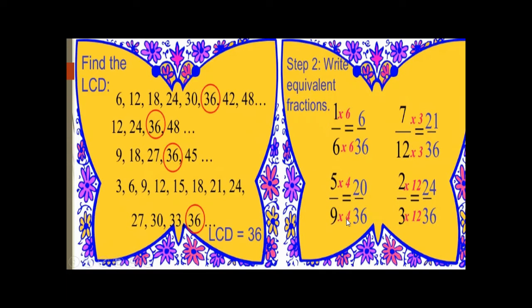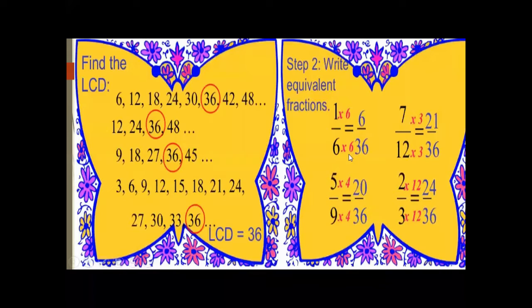How can I convert 9 to 36? By multiplying by 4. How can I convert 12 to 36? By multiplying by 3. 12 times 3 is 36. How can I convert 3 to 36? By multiplying by 12. 3 times 12 is 36. So I'm telling you again, students, first we will convert all to an equal denominator. Our LCM is 36. I have converted all my denominators to 36.